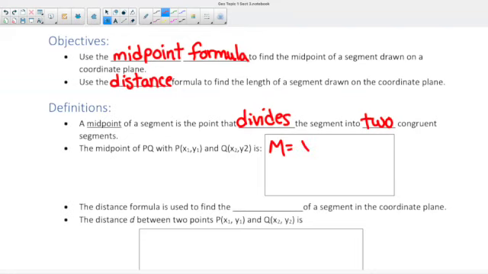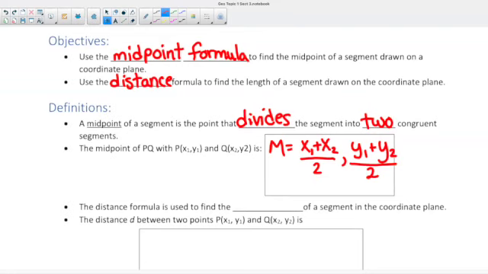x1 plus x2 divided by 2. Now think about that. If we are trying to find halfway between a place, between point A and point B, we would take the whole distance and we would divide it by 2. That's what we're doing right now. And then we would have y1 plus, what do you think? y2 divided by 2. And that will give us a coordinate for the midpoint between 2 points.